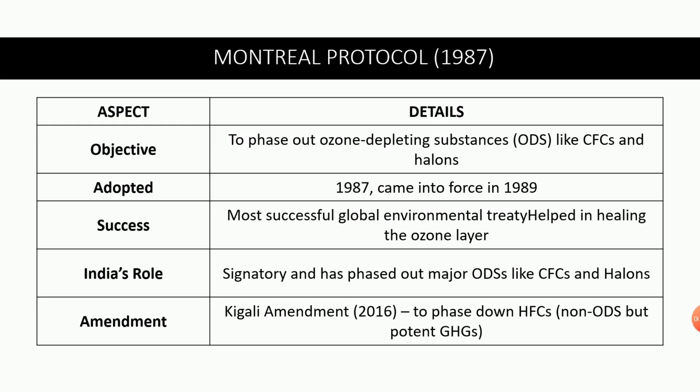Next is the Montreal Protocol. The Montreal Protocol was made to phase out ozone depleting substances like CFCs and halons. When was it adopted? First in 1987, but it came into force only in 1989. Success rate: the most successful global environmental treaty. It helped in healing the ozone layer.